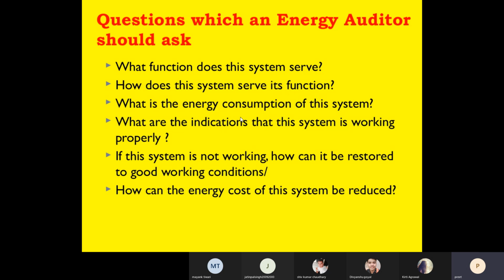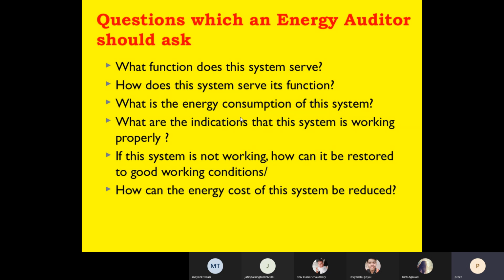For a fan, what is the indication that it is working properly? If we increase the regulator, then its speed should increase, and whether it is rotating at a particular speed or not is the indicator for a fan to see whether it is working properly or not.